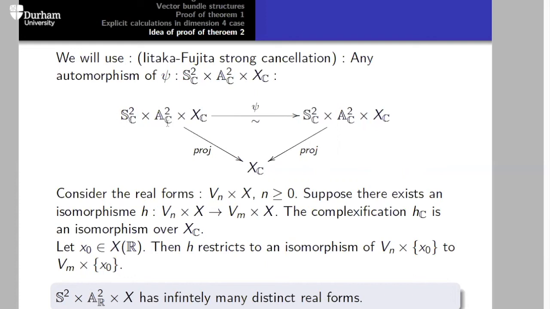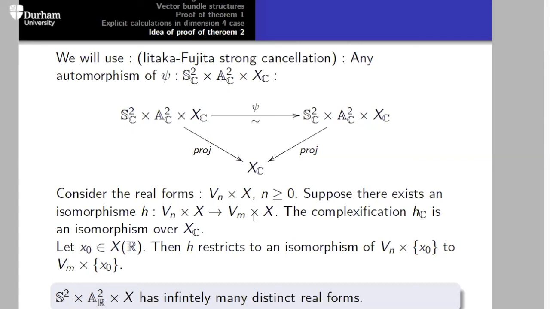S2C cross A2C is ruled, obviously, and XC is of log general type. So any automorphism of this space is going to drop to an automorphism of XC, but XC doesn't have any automorphisms, so it's going to give me an automorphism over XC, and any automorphism will be an automorphism as XC schemes. So how do I use this? I consider the real forms Vn cross X for n positive, and I suppose that there exists an isomorphism.